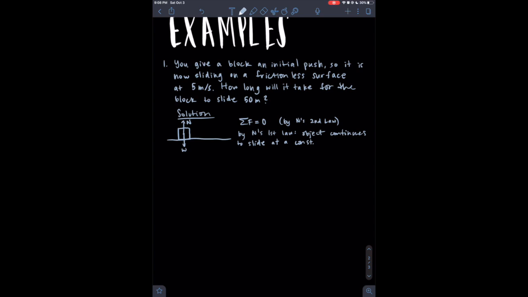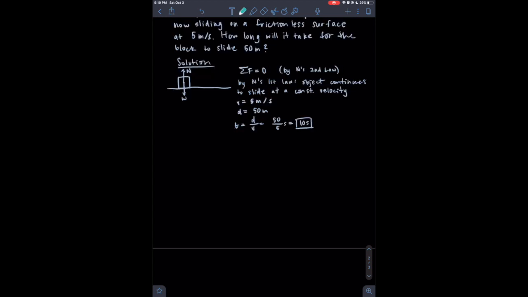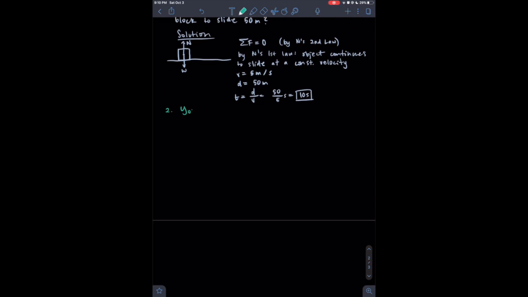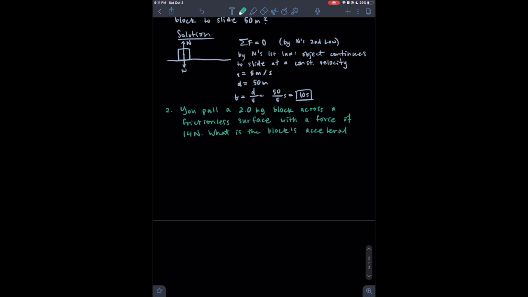And that velocity is 5 meters per second as given in the problem. And the distance is equal to 50 meters. And using the formula, we can get that the time is 10 seconds. Number 2. You pull a 2 kilogram block across a frictionless surface with a force of 14 newtons. What is the block's acceleration?